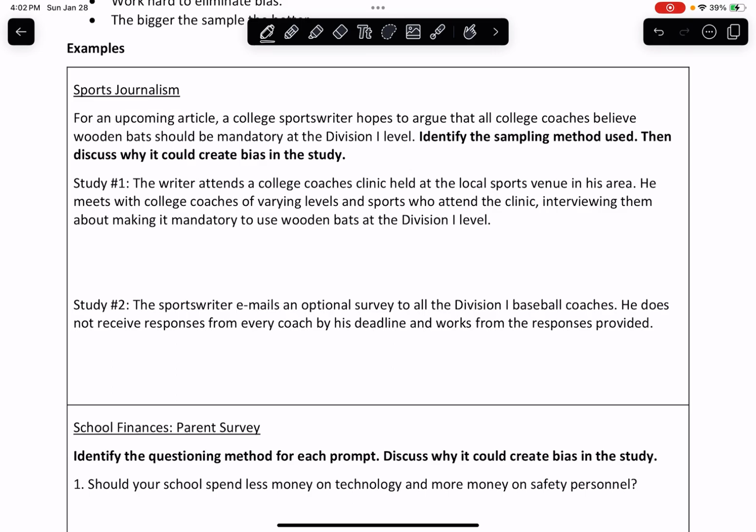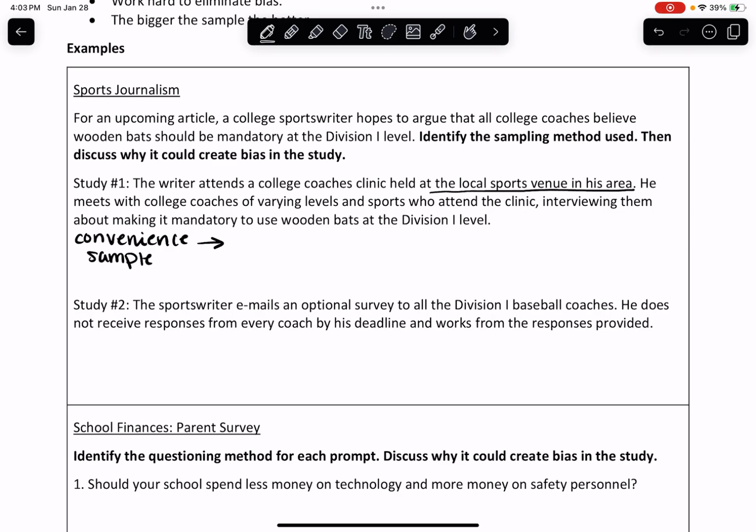In the first study, the writer attends a college coaches clinic held at the local sports venue in his area. He meets with college coaches of varying levels and sports who attend the clinic, interviewing them about making it mandatory to use wooden bats at the Division I level. The key here is at the local sports venue in his area. That's a convenient sample. This individual did not have to go far to be able to meet with these college coaches.